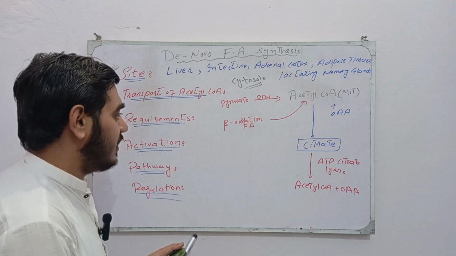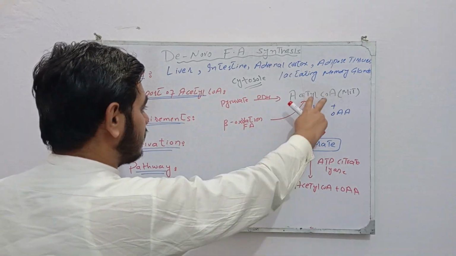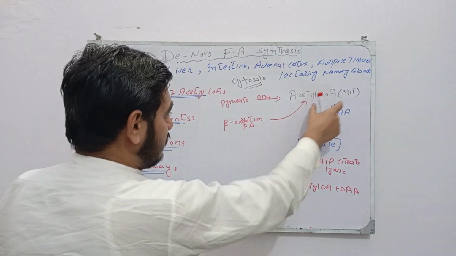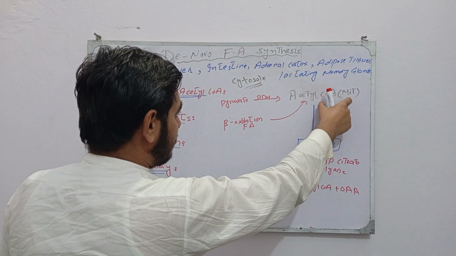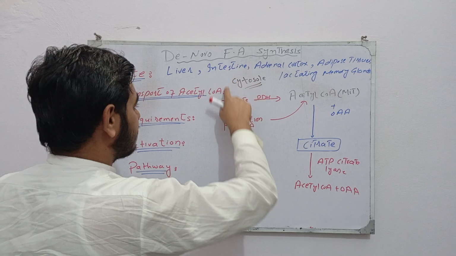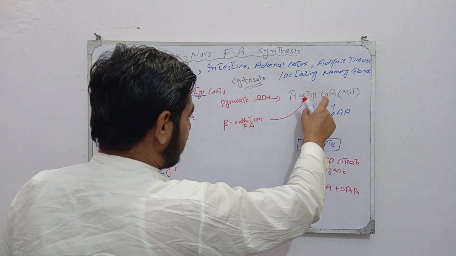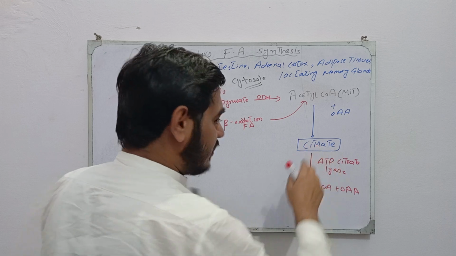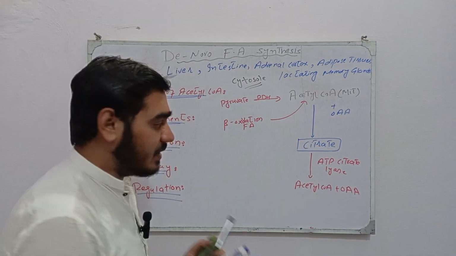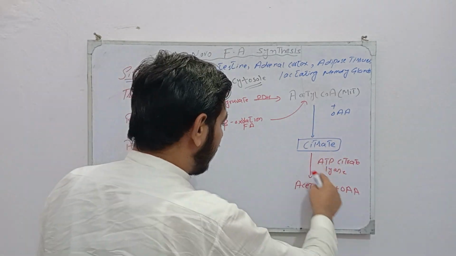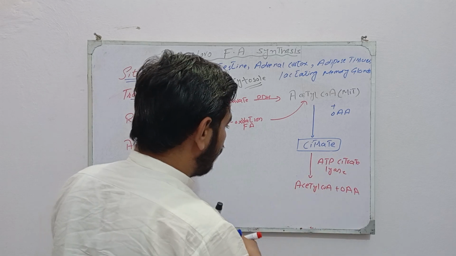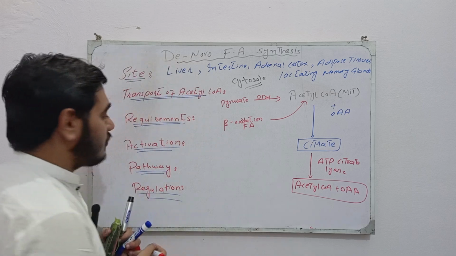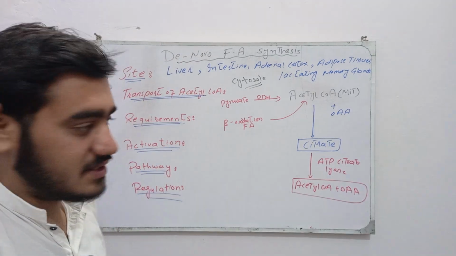Students, I am repeating again. The two main sources of acetyl CoA are pyruvate and beta oxidation of fatty acid. In mitochondria, this acetyl CoA is present. The main site for fatty acid synthesis is cytosol. Acetyl CoA gets attached with oxaloacetic acid and forms citrate. Citrate can easily cross the mitochondrial membrane, and in cytosol, with the help of this enzyme, it forms acetyl CoA and oxaloacetic acid. In this way, the transport of acetyl CoA takes place.